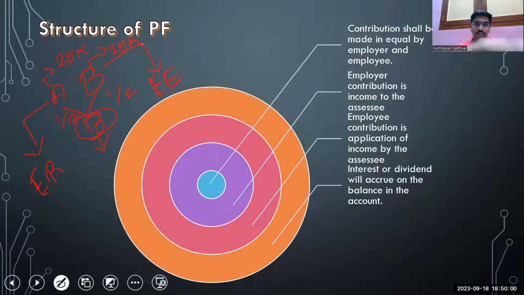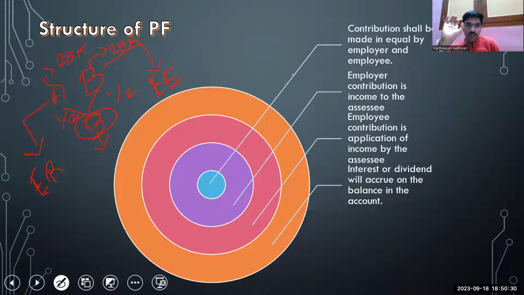Do you understand the question? Does it make sense or not? Yes, sir. The employee's immediate income is not there, but on a later or future basis, when he gets back his own income in the form of provident fund, then it is income for him, right? So at the time of withdrawal, you are saying. Correct. Yes, sir.